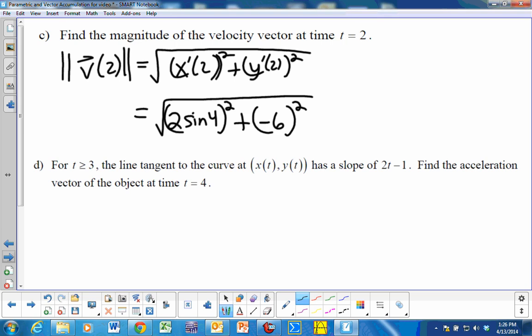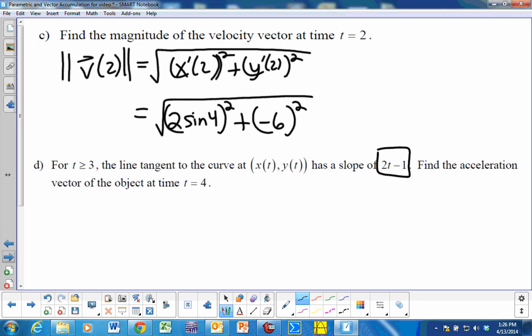Okay, so last problem for this video, last part of this problem and last end of the video. Now they're telling us that when t is greater than or equal to 3, that we have an equation right here for the tangent line. Or the line tangent has this slope. So when t is 3 or more, this is the equation for the slope of the tangent line.